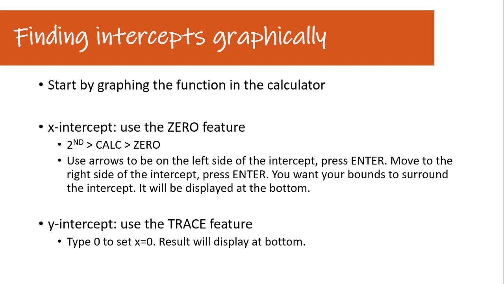For our x-intercept, there's a nice feature that solves it for us. It's called the zero feature. If we're in the graph, you can go to Second, Calc, and you'll select zero. You want to use the arrows to tell it where the left side is and where the right side is, and you'll press enter and it'll solve it for you. And then for the y-intercept, we're going to use the trace feature. We can type 0 to set x equals 0, and it'll spit our answer out right for us. Now, I realize that probably doesn't make much sense just written like that, but let's follow along with an example.